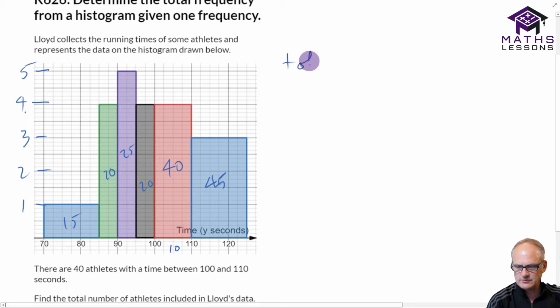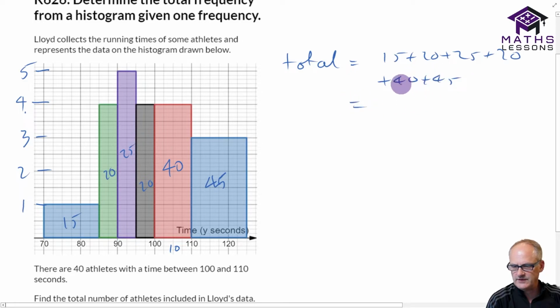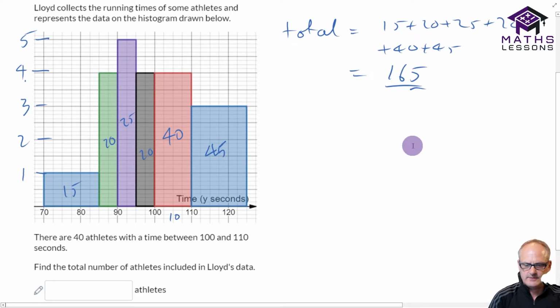So the total is equal to 15 plus 20 plus 25 plus 20 plus 40 plus 45. That gives me 85. That would take me to 100, 120, 140, 165 athletes. Okay, is the total number, including Lloyd's data.